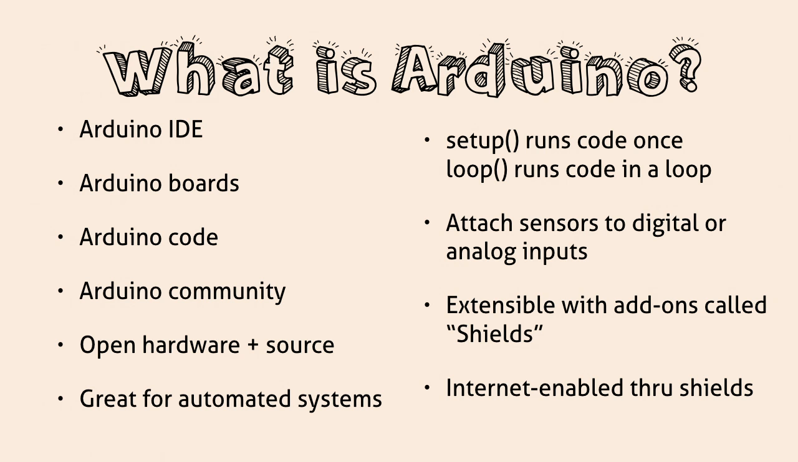You've got a setup function that runs once, and for the LED, I would set pin 13, which is what I've got it connected to, as an output. So I would put that in my setup. And then in my loop, that's when I would say, okay, digital pin 13, go high, delay for a second, then go low, and that's what makes it blink. And so the loop just keeps running. That's what makes it great for automated systems.